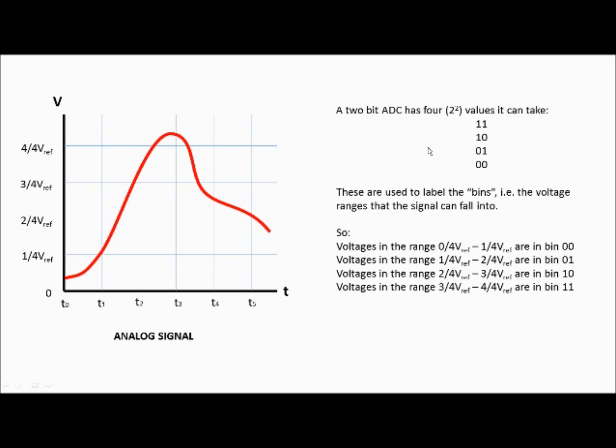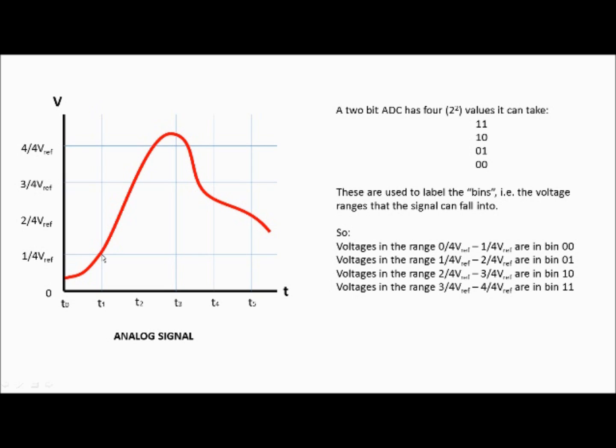If it's only got 2 bits, that means it can only attain 4 values. 2 raised to the power of 2 for 2-bit equals 4, and these are the 4 values it can take on: 00, 01, 10, and 11. We're going to use these 4 values essentially as labels. Let me explain what I mean.